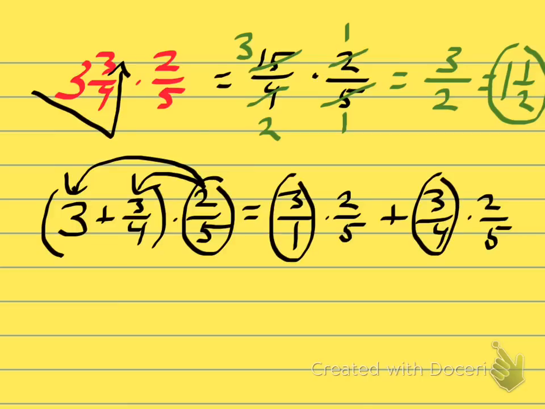Now, each of these is a separate multiplication problem. I don't see anything that reduces in the first one, so that's just going to be 6 over 5. Agreed? Okay, now in the second one it's a little harder because the 4 and the 2 will reduce. Cancel. Take a 2 out, right? And so I get 3 times 1 on the top and 2 times 5 on the bottom, which is 10.